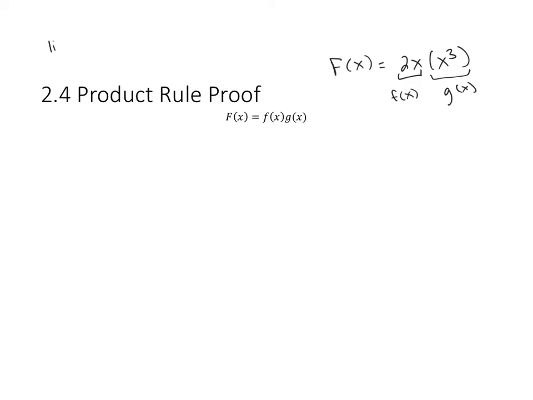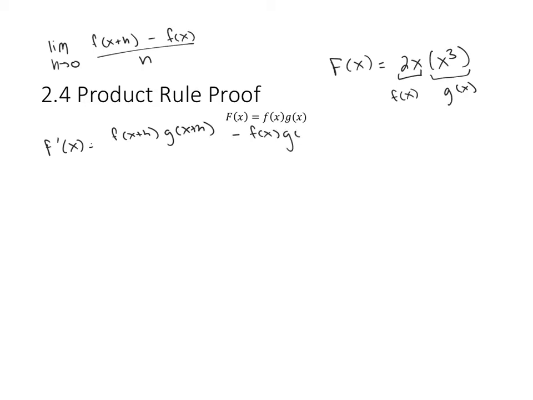We're going to be using the limit formula of the derivative, which is the limit as h goes to 0, f of x plus h minus f of x all over h. That's the general form of the limit rule for the derivative. We're going to be using that now. So f prime of x is f of x plus h times g of x plus h minus f of x times g of x all over h.